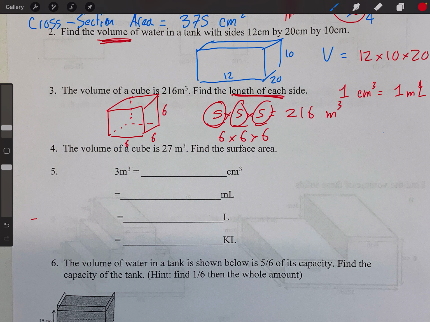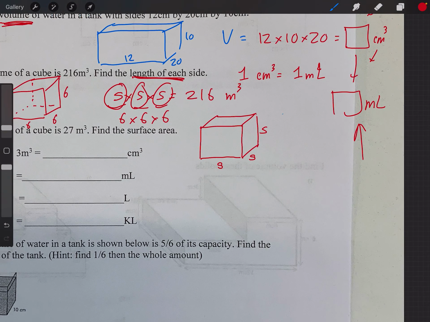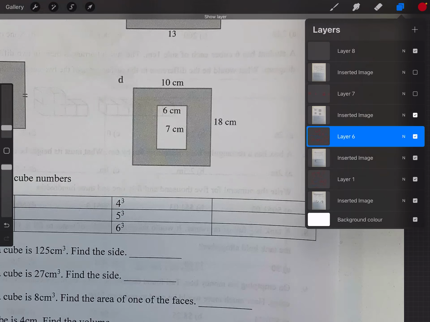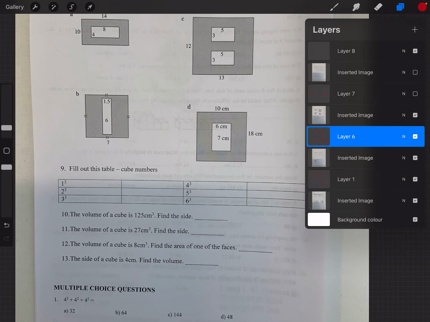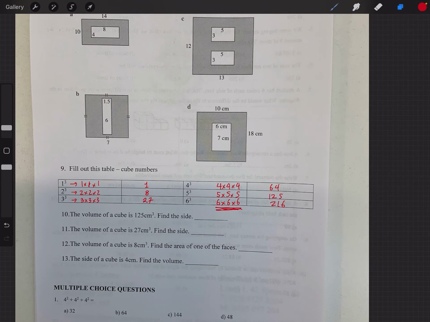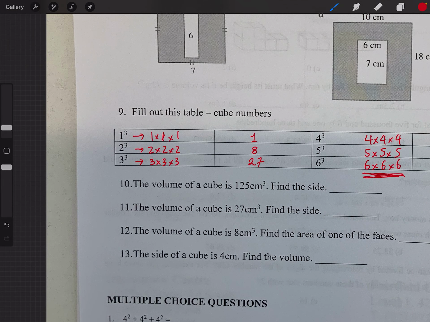Find the surface area. Okay, again we have a similar question to the previous one. It says the volume of this cube, so we have side times side times side, which is equal to 27 meters cubed. So what three numbers multiply to give me 27? Okay, let's go back to the other page. So which one gives me 27? Aha, you can see from here.